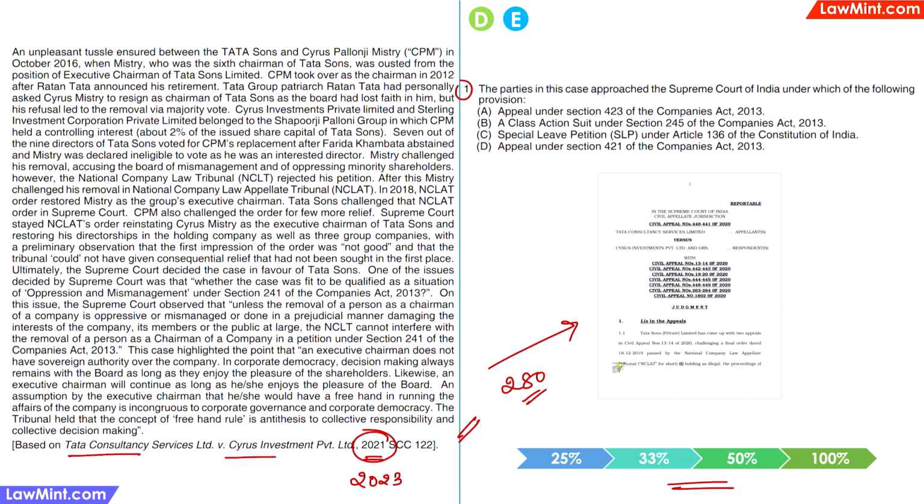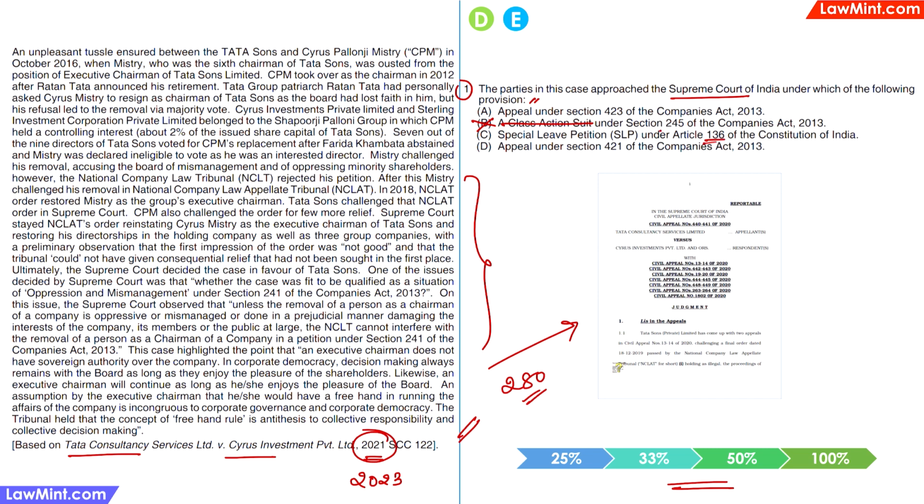The first question is asking us: the parties to this case approached the Supreme Court under which of the following provisions? From the available details, you can easily identify that this is a corporate dispute and definitely not a class action suit. So eliminate option B.